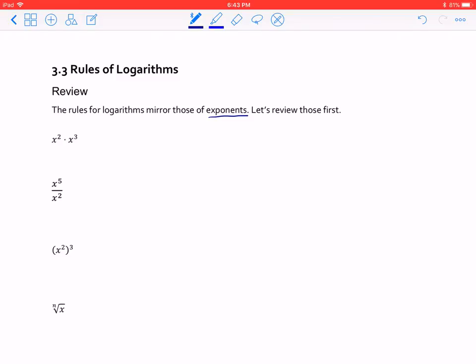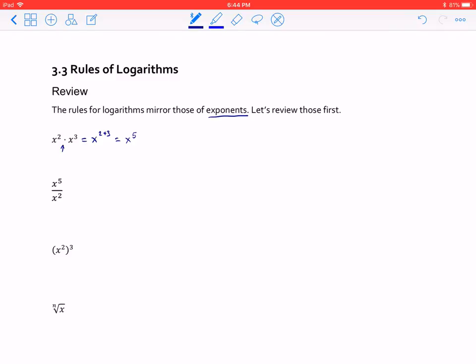The first thing to look at is when you have something like x squared times x to the third. Notice that the base is the same. In both cases, we have a base x. Because we have a matching base, what we can do is add the exponents. That is to say, we have x to the 2 plus 3, which gives us x to the fifth. So whenever we have multiplication, we add the exponents. Of course, assuming we have the same base.